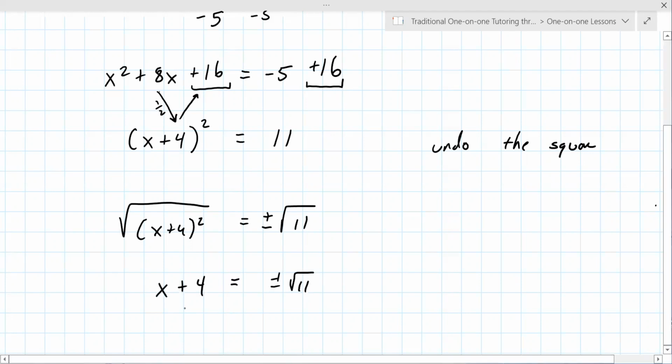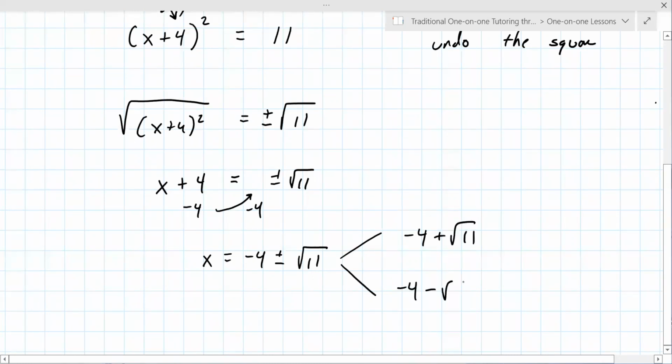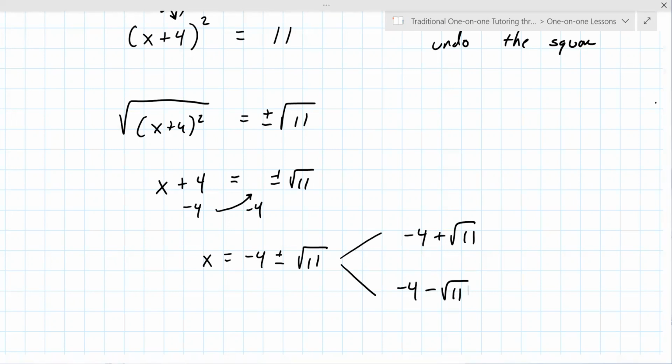And then from here, you subtract 4 on both sides. And I recommend putting it in front of the plus or minus. So you get minus 4 plus or minus the square root of 11. And it's two solutions. Sometimes they want you to write them out separately. This is more compact, but I think sometimes they want what's on the right here for you to do.